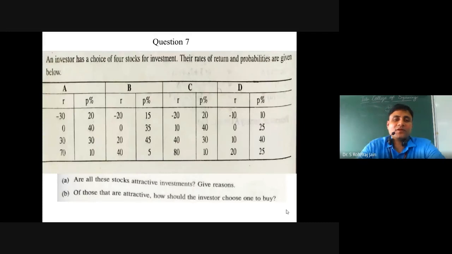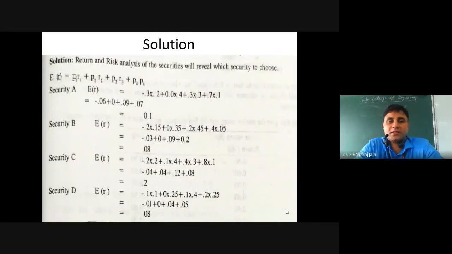Okay. So first, what we have to do, we have to calculate the expected return of each stock. Expected return of A, we have to find out. Expected return of B, of C, of D. Then similarly, we have to find out variance of all the stocks, then standard deviation of all the stocks. Okay. So first, see the slide over there, students, please understand.